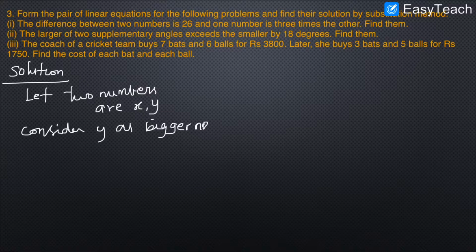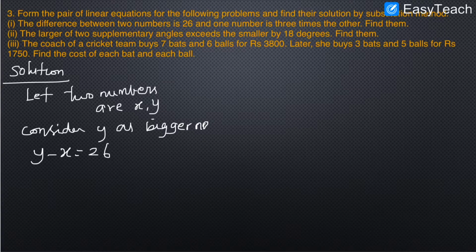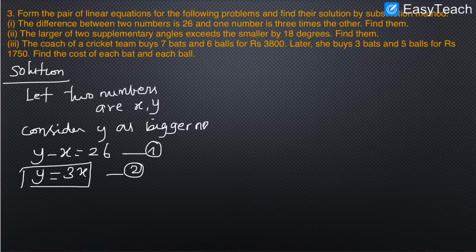So let's try to write the linear equation. The difference between two numbers is 26, which is y, the bigger number, minus the smaller number, equals 26. And the second scenario is that one number is 3 times the other number. So the bigger number must be, yes, y equals 3x. This is the first, this is the second equation. So we can directly put the y value into the first equation to find the x value.